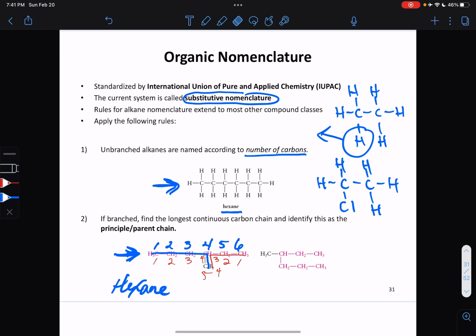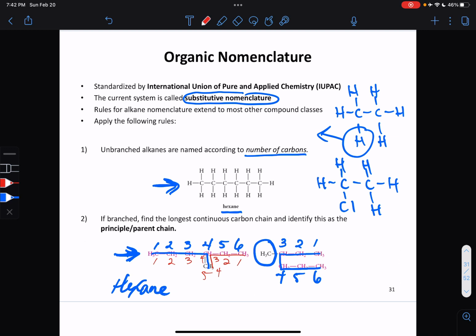And how that would work is that we would number 1, 2, 3, 4, 5, 6. So that would be a hexane. Again, 6 carbons in your longest continuous chain. It's going to be some form of hexane. Now this would be the longest continuous chain right here, and we would have that CH3 hanging off, and that would be our branch. Now how we say where the branch is and what the branch is called, don't worry, we will get there.